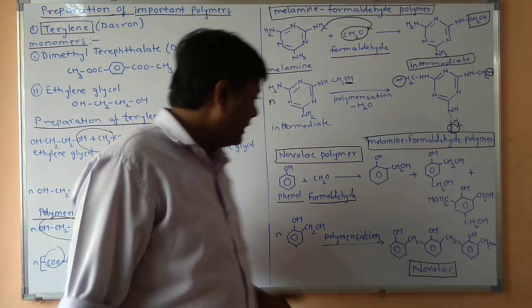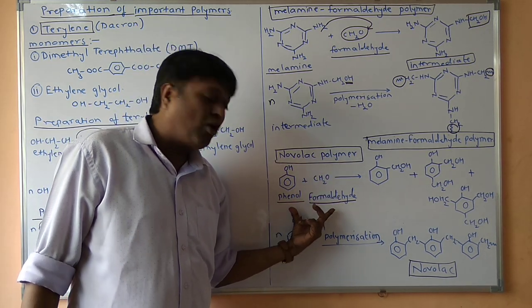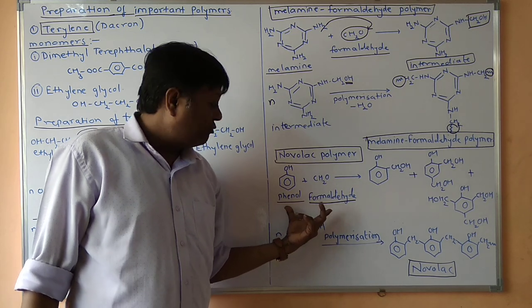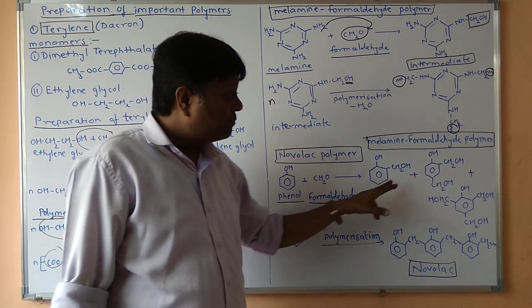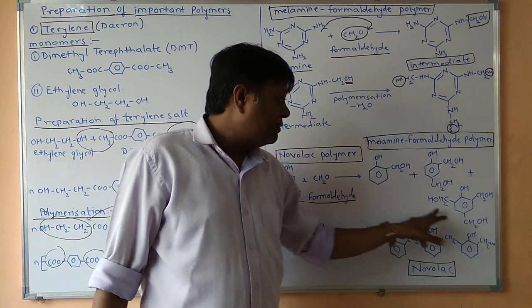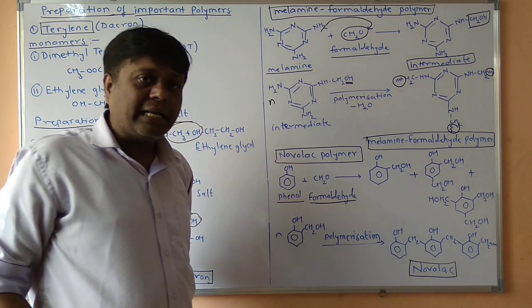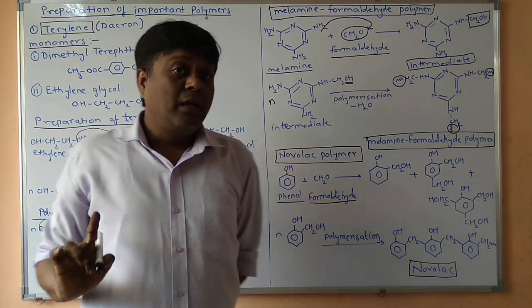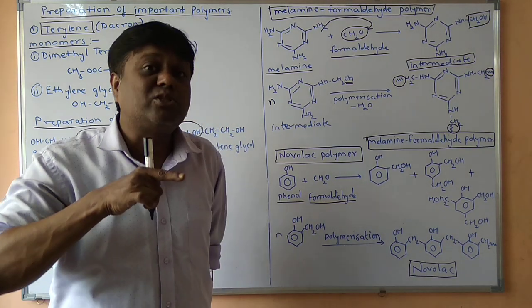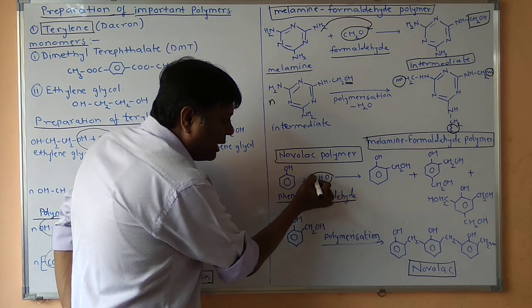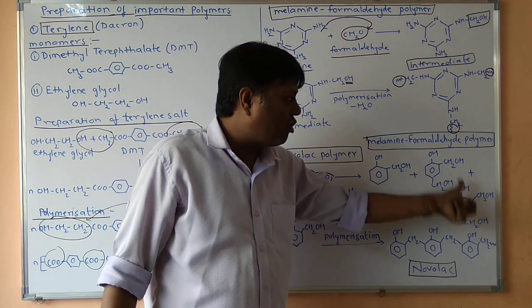Now the next fiber, that is novolac polymer. Novolac polymer is obtained from phenol and formaldehyde. When phenol and formaldehyde combine together, it gives various types of structures. This is a mixture of structures. Now see, this is CH, CH, CH, all our CH atoms present in the benzene ring. If the CH bond breaks, the hydrogen from CH combines with CH2O and joins here. So this is the ortho position. Again, three types of structures are formed here.